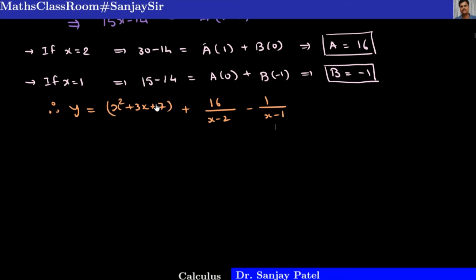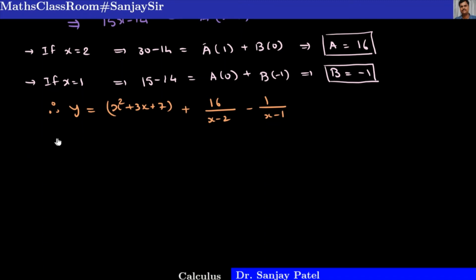All the derivatives from the third onwards of this x square plus 3x plus 7 part are 0. So it is easy to find the first two derivatives for this function. What we are going to do is put a condition: if you take the third derivative or any higher derivatives, then what you will get is this.